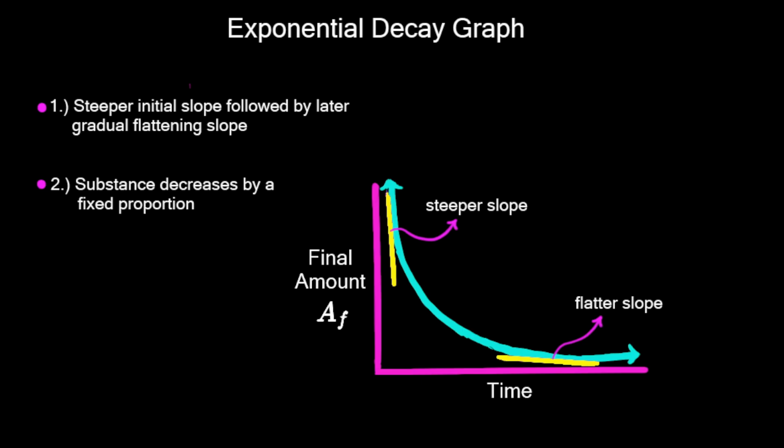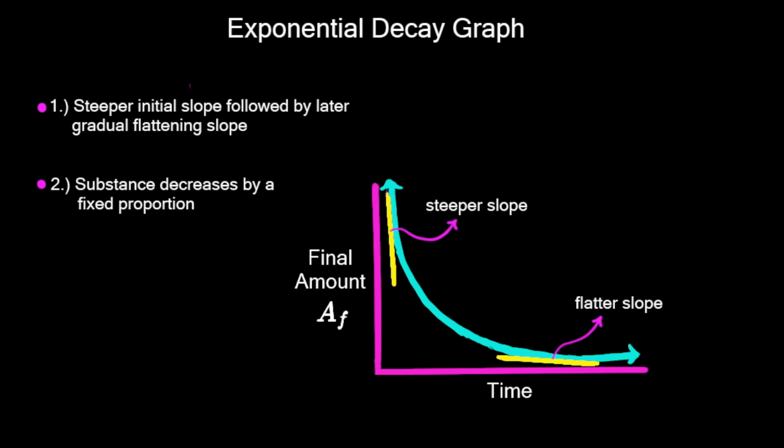Now let's explain the graph shown here. The y-axis represents the final amount of the substance, and the x-axis represents the time elapsed. The graph takes on a curved shape. It decreases sharply at first, then the rate of decrease slows, but it never quite reaches zero. Exponential decay means that the starting amount decreases by a fixed proportion over time. Notice that we use the word proportion and not amount. Let's look at an example to make this clear.